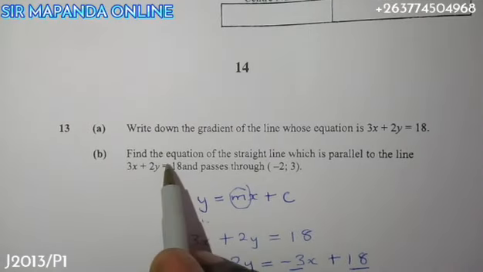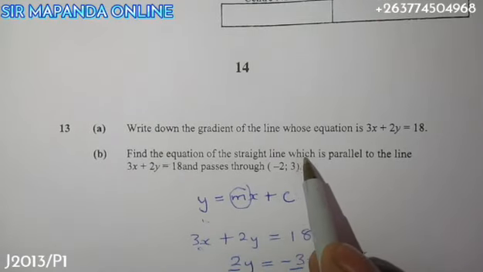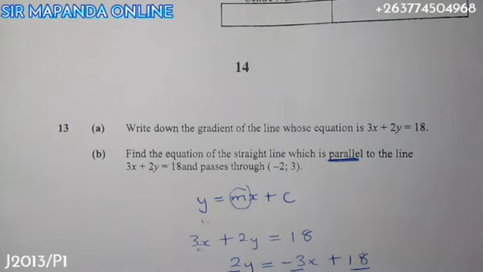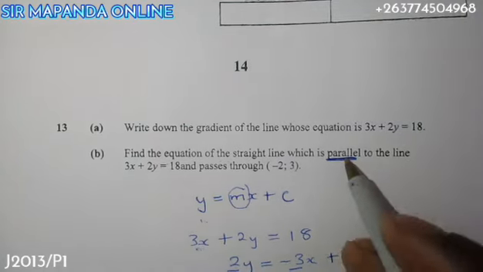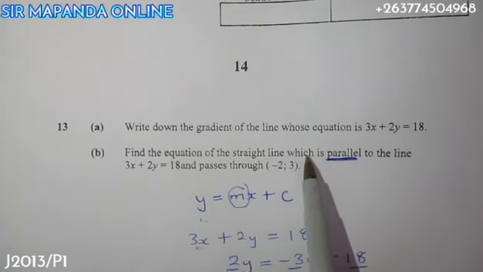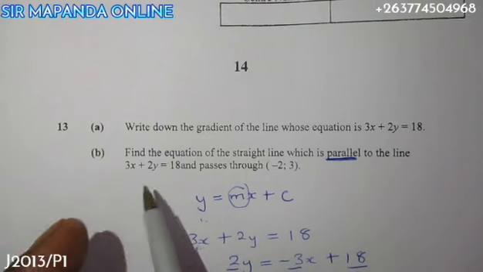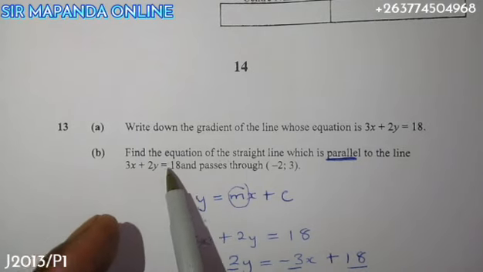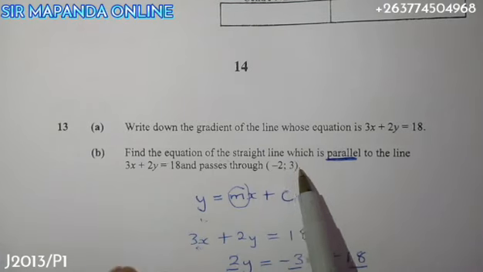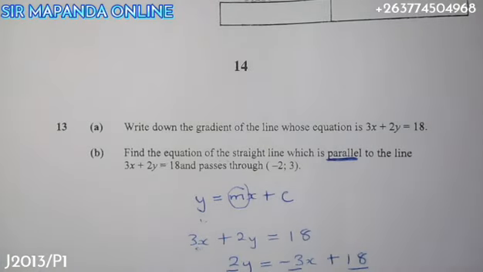Find the equation of a straight line which is parallel. Parallel means the equation that we are about to find has the same gradient as that of part A. So parallel means same gradient. So find the equation of a line with the same gradient as the line 3x plus 2y is equal to 18 and passes through minus 2 and 3. I hope you are following class.